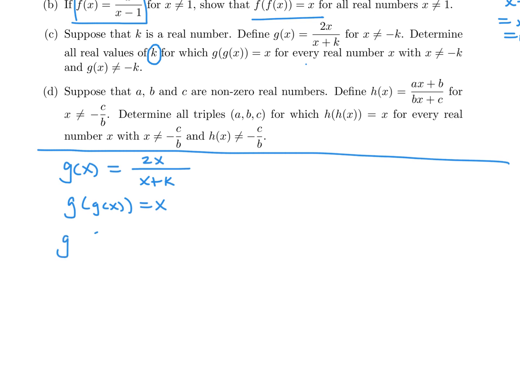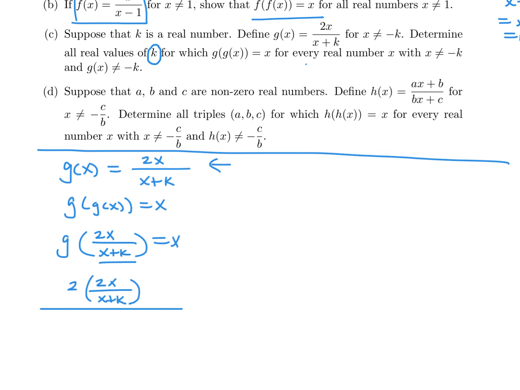So this is going to be g at 2x over x plus k. And then we have to substitute this into this guy. So done carefully, that will be 2x over x plus k, which takes care of the numerator. And then 2x over x plus k is equal to x. So I think hopefully I've done that correctly.